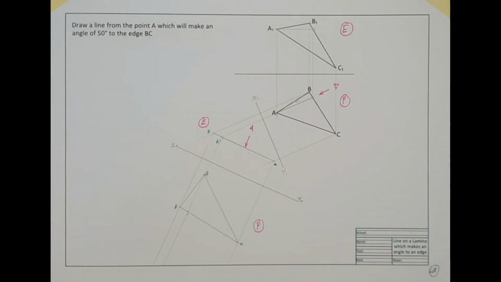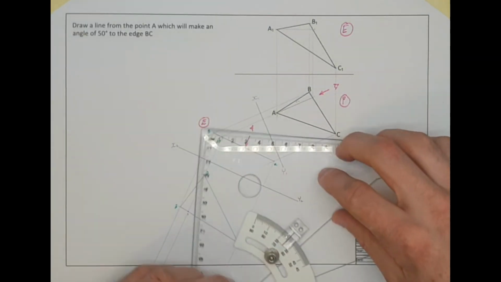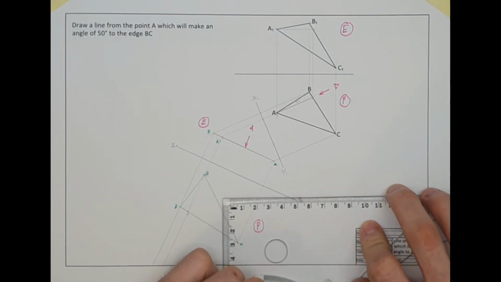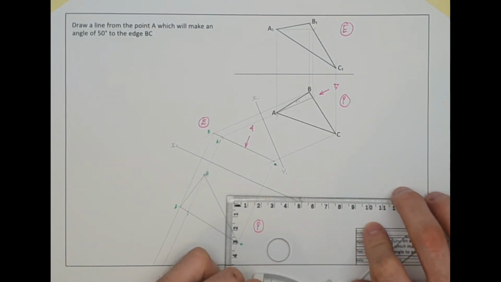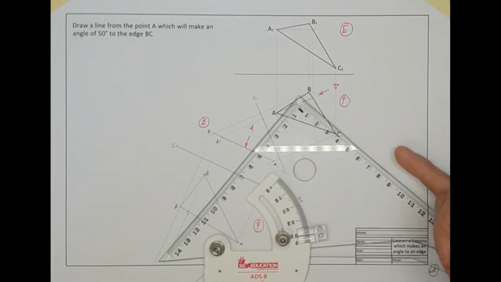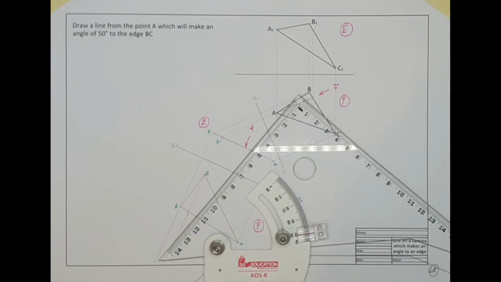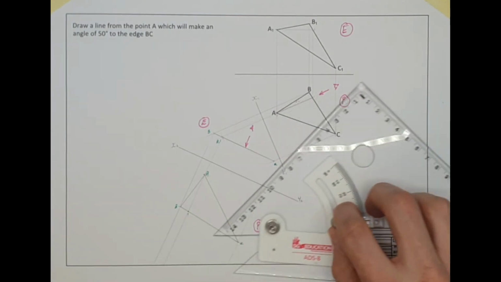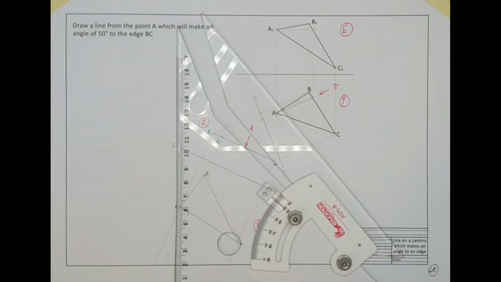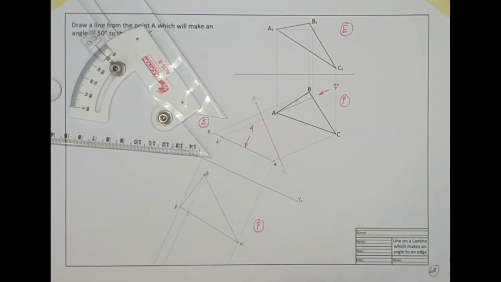So, a few different ways to do this. What I'm going to do is I love these adjustables. I think they save us so much work. I'm going to set my adjustable to 50 degrees. First of all, I'm going to just figure out which one is 50. Is it this one or this one? Well, isn't this going to be this one here? It is. So it's this side here that is 50 degrees, but that's not going to work for me. What I'm looking for is an angle of 50 to the edge BC. So I'm going to just turn my adjustable there and have it ready to go.